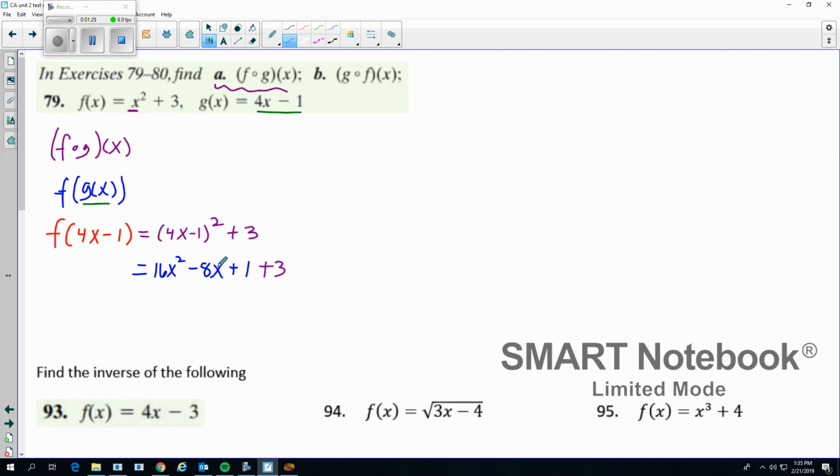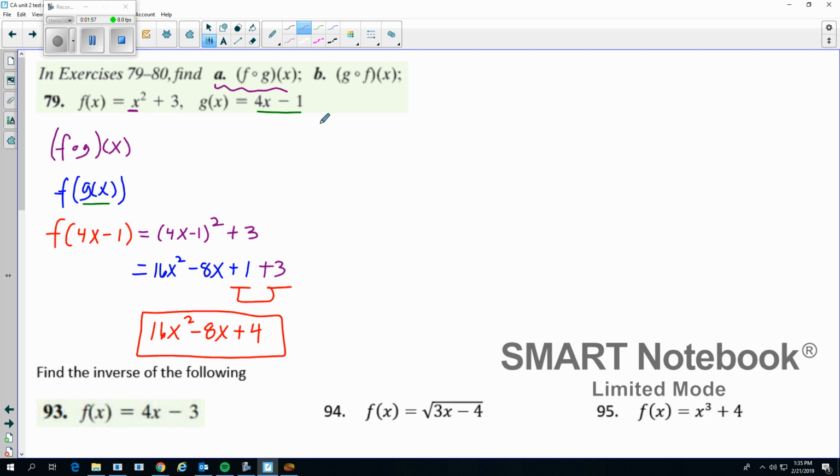If you don't like the shortcut, break it apart and FOIL it, but that saves you a little bit of time. Then we'll combine these like terms. So we get 16x squared minus 8x plus 4. Don't worry about factoring it, even though you could factor out a 4. We're just going to leave it like this.